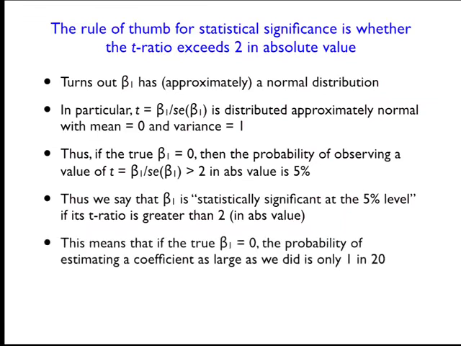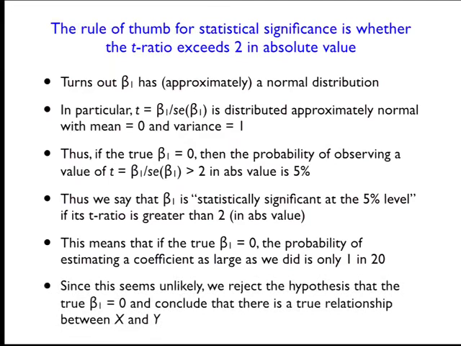Saying that it's statistically significant at the 5% level means that if the true beta 1 were equal to 0, then the probability of estimating a coefficient as large as the one that we saw or larger is only 1 in 20. And since that seems unlikely, and there's no underlying theory as to why 1 in 20 is the threshold for unlikeliness, I personally think it's probably not as conservative as it should be. We should probably have a higher standard for statistical significance, but somebody proposed it like 100 years ago and people just stick with it.